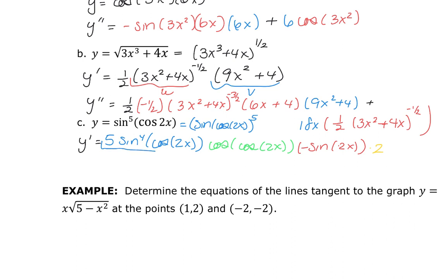This is the derivative of the outer function evaluated at the sine of cosine 2x. This is the derivative of the sine of the cosine of 2x. This is the derivative of the cosine of 2x, and this is the derivative of 2. Now, to do the second derivative, it's going to be the product rule twice, and I'm not going to put it in here, but you are more than welcome to ask about this in class, and I'd be happy to go over it in class.